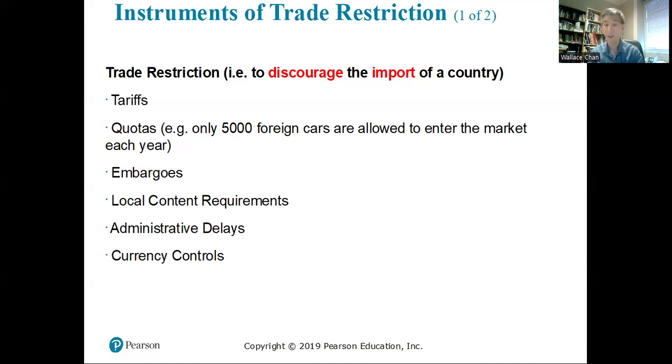Local content requirements, meaning that a certain percent of the production must be done within a country. Administrative delays make it harder for foreign goods to enter the market on a timely basis. Currency controls, which is to control the inflow and outflow of money.